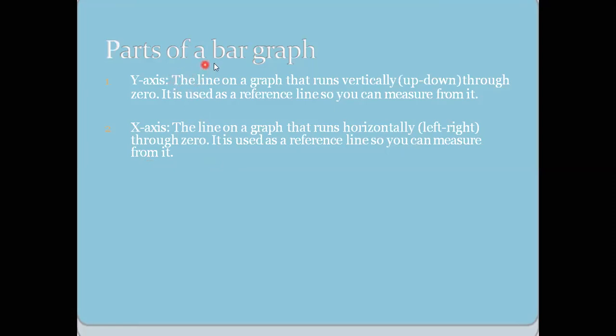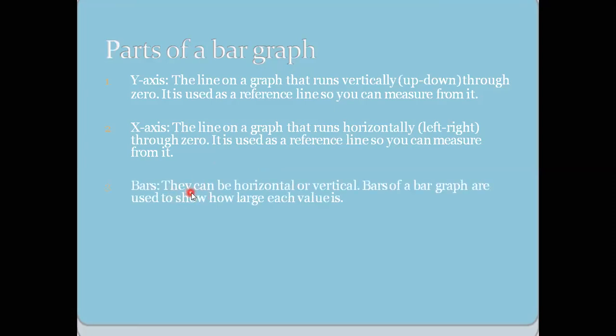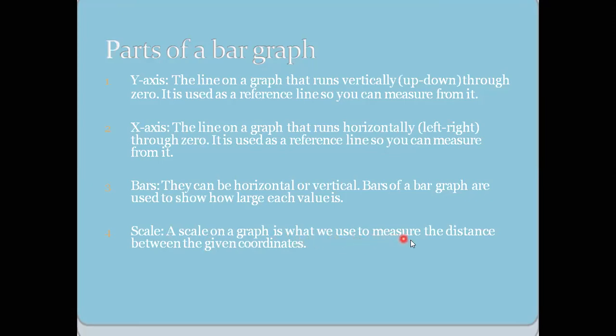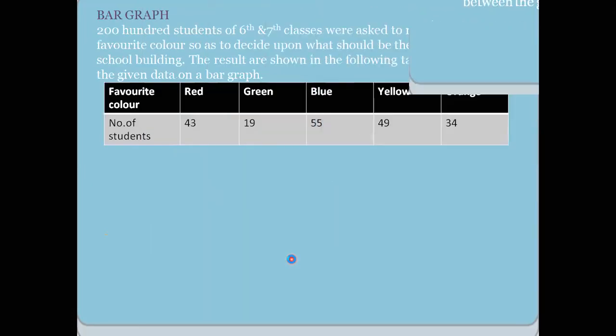So you should know first of all in a bar graph which is the x-axis and which is the y-axis. Next, bars. They can be horizontal or vertical. Bars of a bar graph are used to show how large each value is. So in a bar graph, the bars may be vertical or horizontal also. Next, scale. A scale on a graph is what we use to measure the distance between the given coordinates.